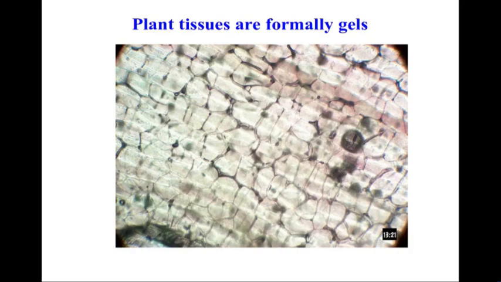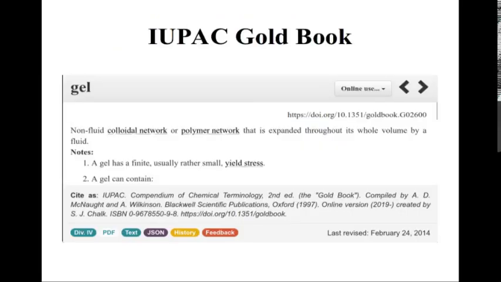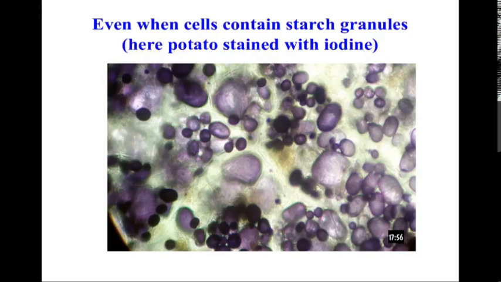So indeed, a plant tissue is a gel, and gels are defined, of course, by IUPAC. This is now the definition by IUPAC. You see, a gel is a non-fluid colloidal network that is expanded throughout its whole volume by a fluid. Of course the definition is longer because there are different kinds of gels. But anyway, the former one was a gel, and this one as well, even if it is more complex.